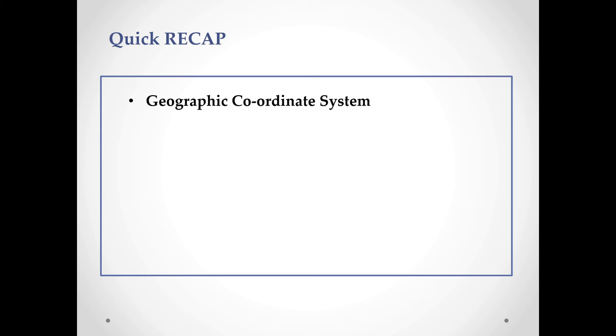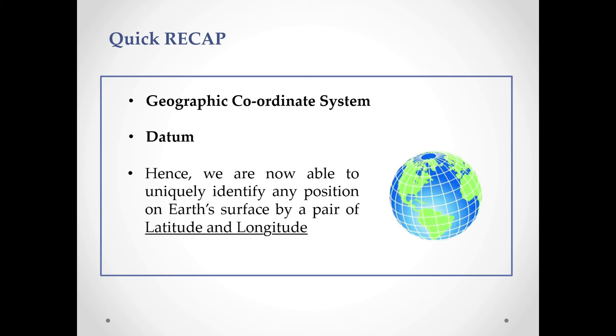In the previous lecture, we discussed the Geographic Coordinate System and datums. Hence, now we are able to uniquely identify any position on Earth's surface by a pair of latitude and longitude.